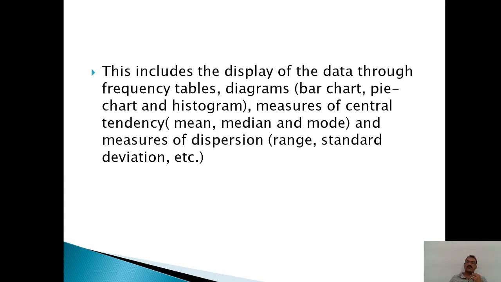Okay, so this includes the display of the data through frequency tables, that is distribution tables, and diagrams like a bar chart, pie chart, histogram, etc. Then measures of central tendency, that is mean, median, mode, etc. And measures of dispersion like range, standard deviation, etc.